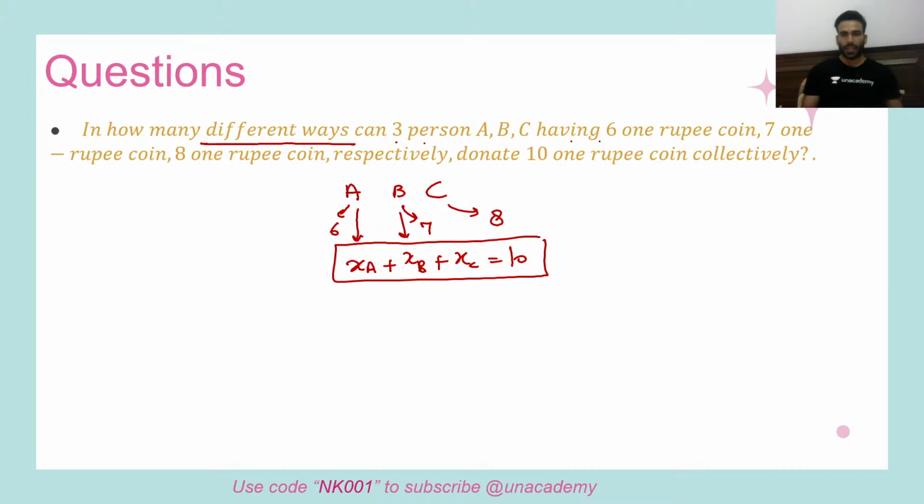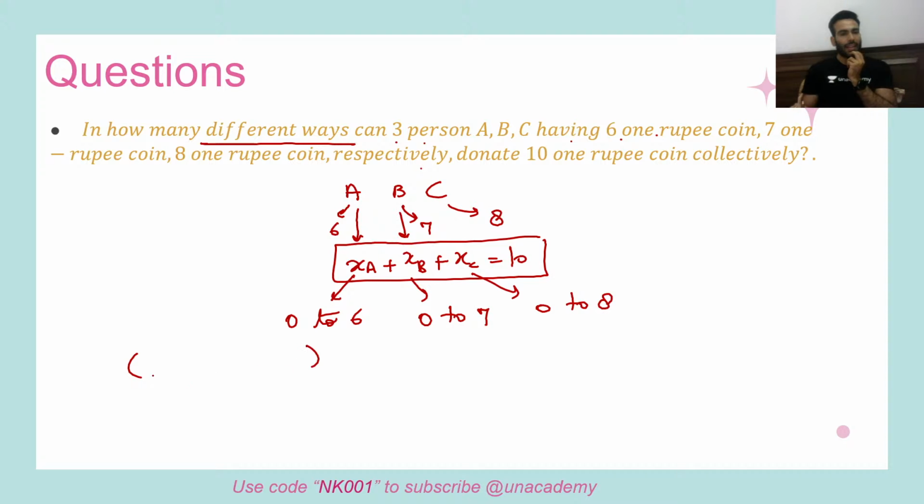Let me just read it once again. Having 6 one-rupee, 7 one-rupee, 8 one-rupee coins respectively, donate 10 one-rupee coins collectively. But there is no limitation of donating at least 1 coin from each. So that means XA can vary from 0 to 6. This can vary from 0 to 7. And this can vary from 0 to 8. Fine, so let's formulate our problem.